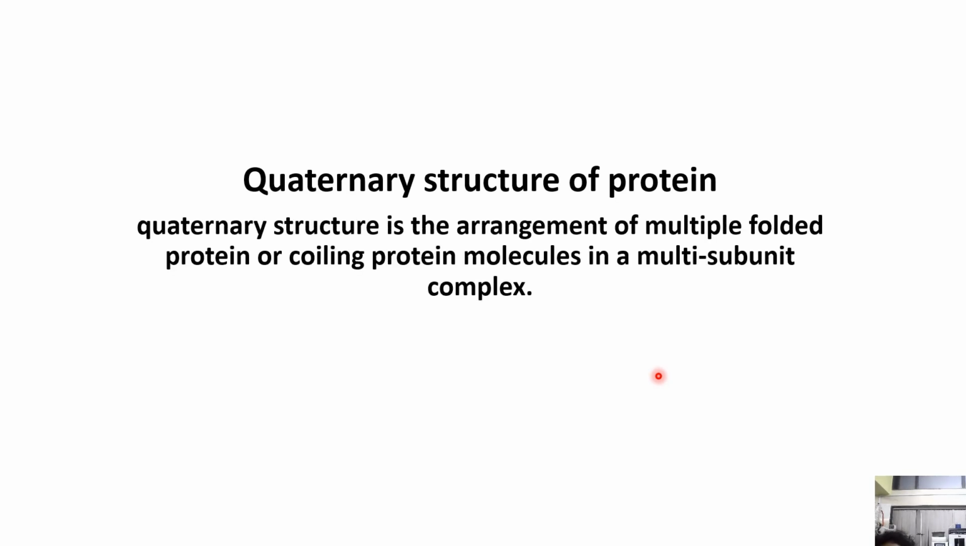Now, what is the quaternary structure of protein? Quaternary structure is the arrangement of multiple folded or coiled protein polypeptides in a multi-subunit complex.